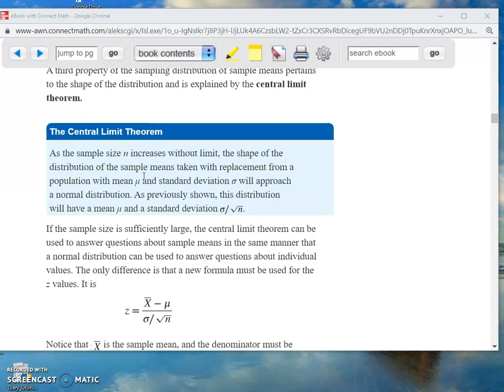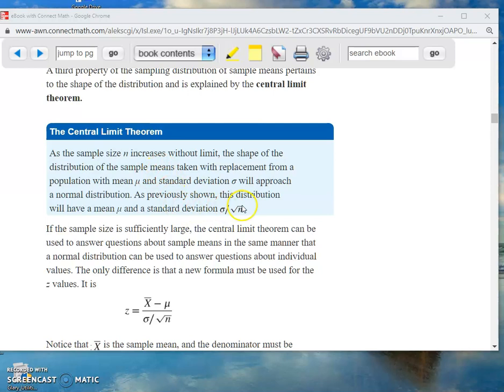Okay, so what's the distribution? It's not the distribution of the population. It's the distribution of the x-bars. So think about that for one second here. We're not talking about what the distribution of the population is. We're talking about what is the distribution of the x-bars, and it's going to get closer and closer to looking like a normal distribution.